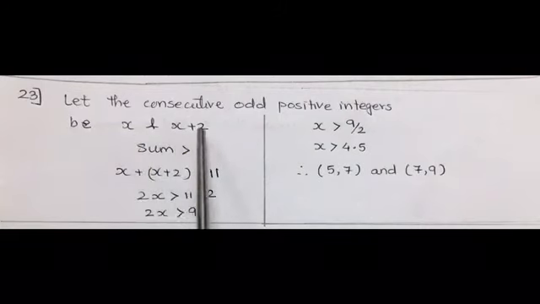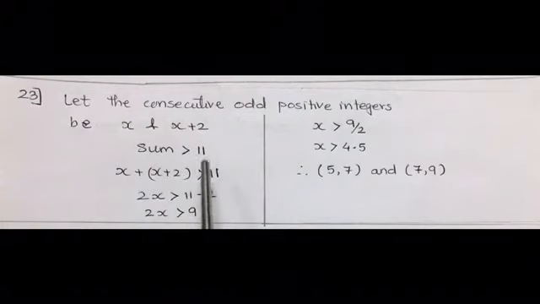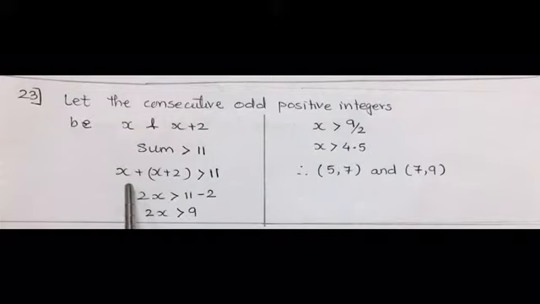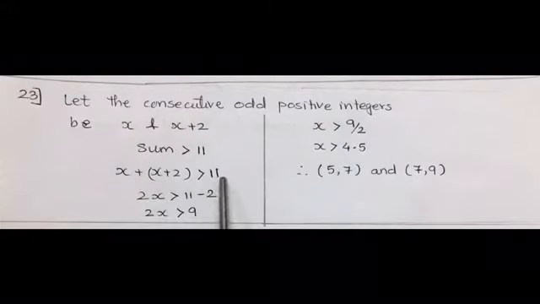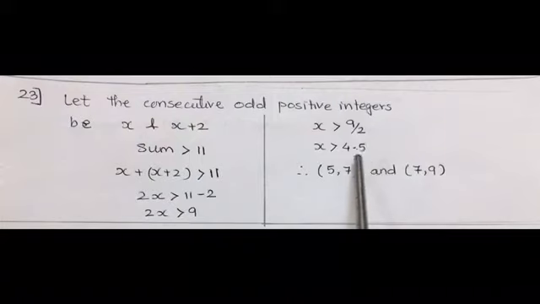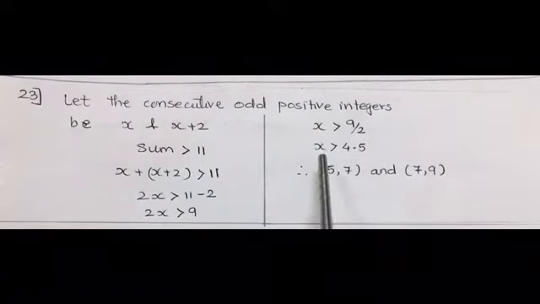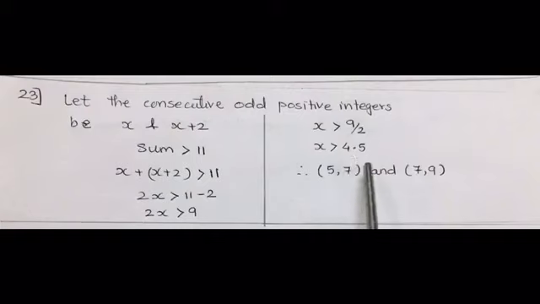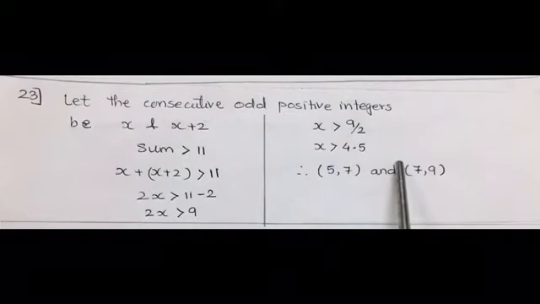Given is what? The sum is greater than 11. Adding both, we get 2x plus 2 greater than 11. So it becomes 2x greater than 9. So x is greater than 9 by 2. That makes it 4.5. So the odd positive integers should be more than 4.5, but less than 10.